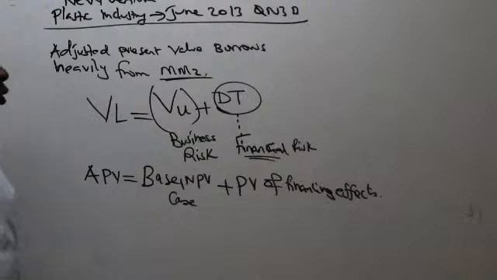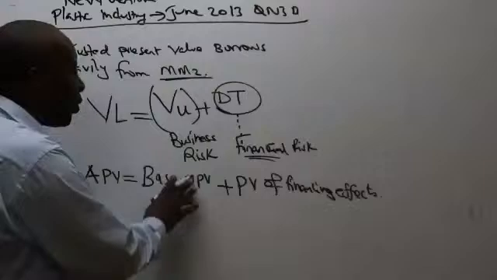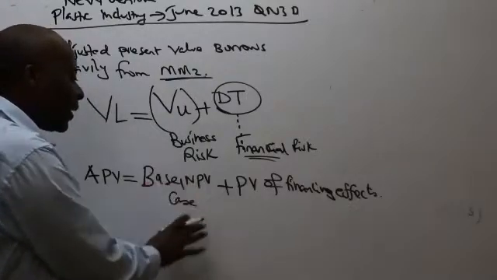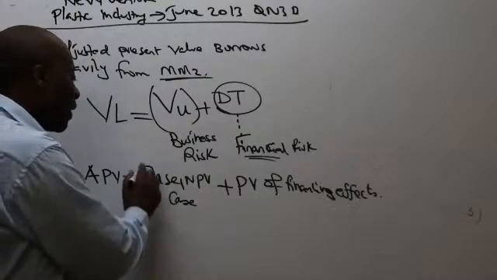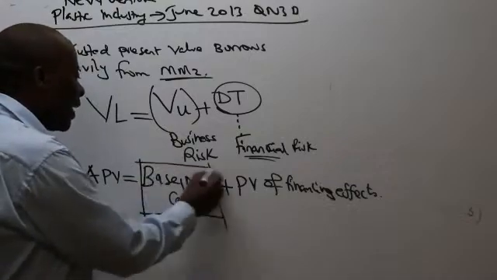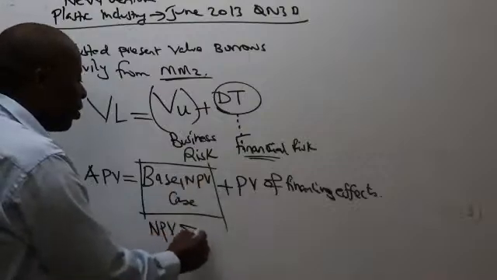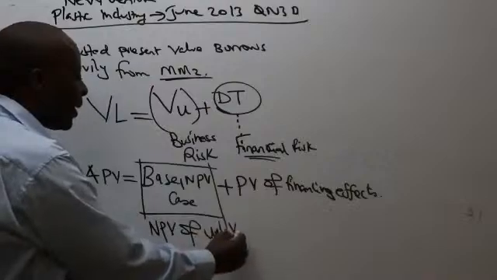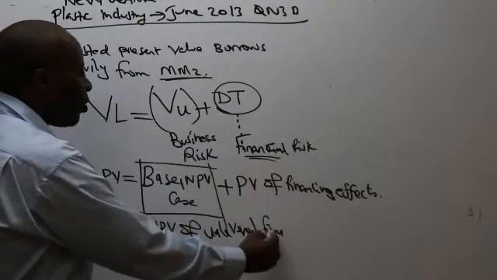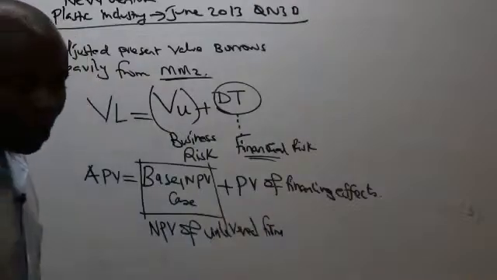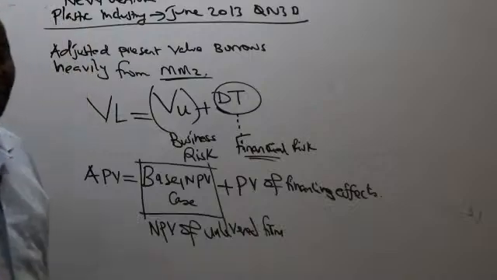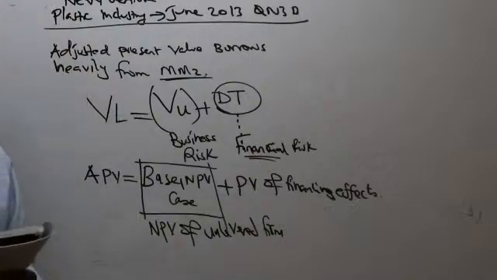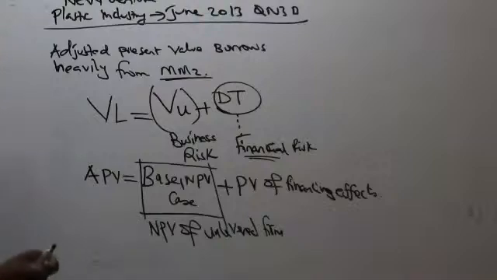Now, ladies and gentlemen, I would want somebody to talk to me tonight. When we talk of base NPV, the base case NPV, what do we mean? We are looking at the net present value of unlevered firm, the net present value of an unlevered organization. A firm that does not have debt inside of it. So it will be NPV of an unlevered firm.